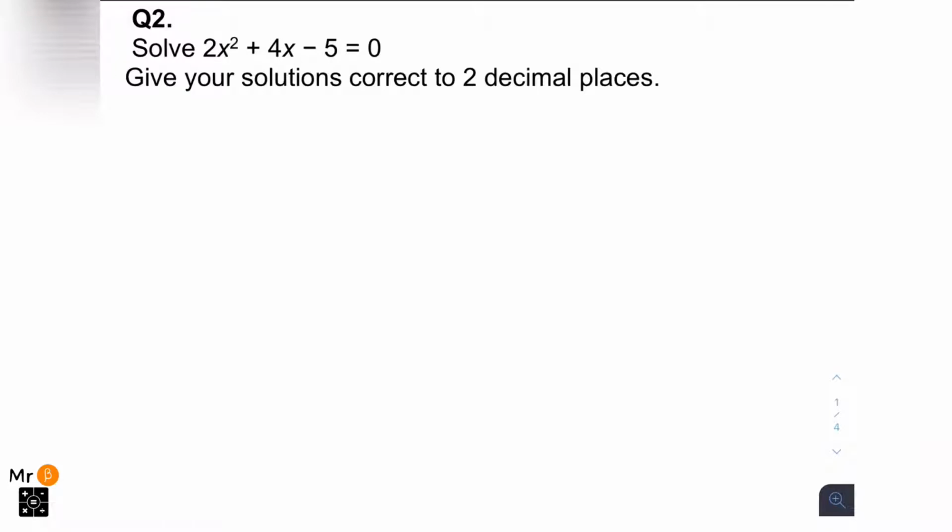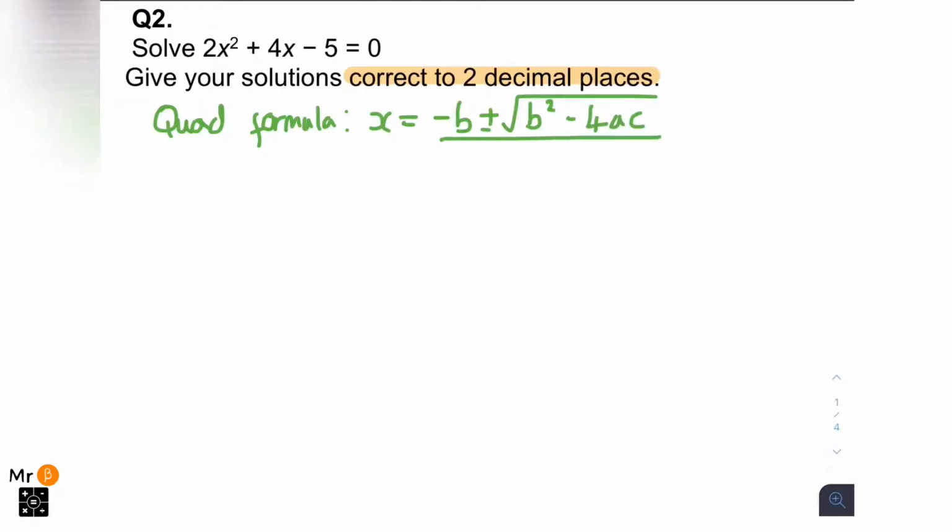So question 2. There is a hint in this question, and this hint tells you what method to use. It looks like a normal quadratic, however, it asks for your answer correct to 2 decimal places. That means we're going to have to round our answer. The only way you're going to get an answer which comes to a certain amount of decimal places is if you use your quadratic formula. In your exam, you will have to remember this formula.